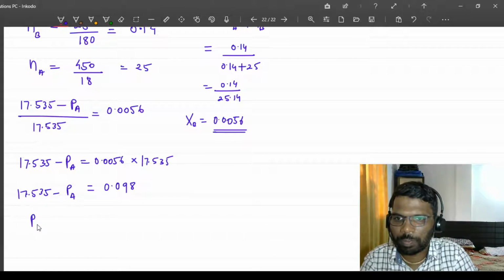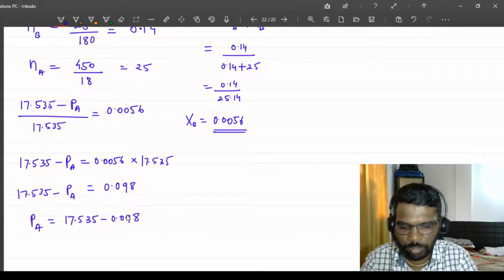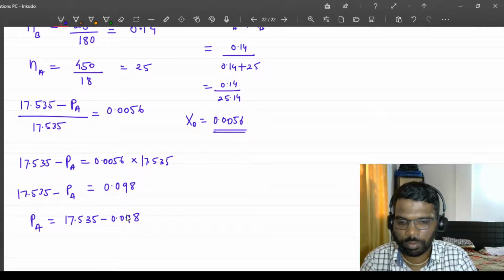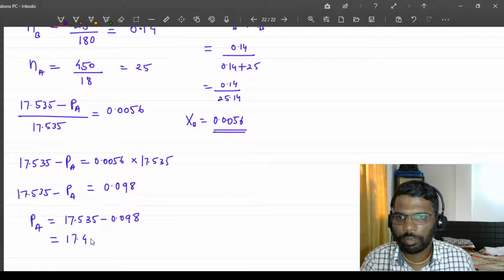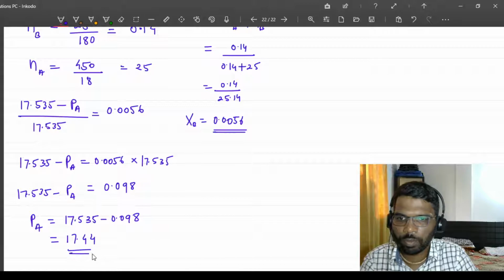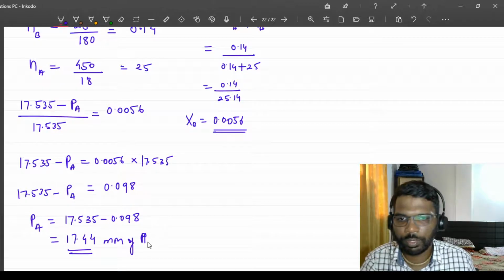So PA is equal to, if I rearrange this, 17.535 minus 0.098, right? Minus 17.535. The answer is coming to be 17.43, or I can write 17.44 mm of mercury. This is what the partial pressure of the water is coming.